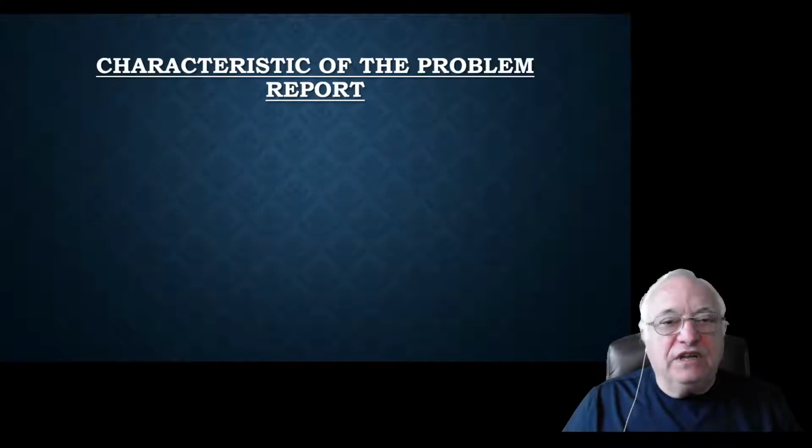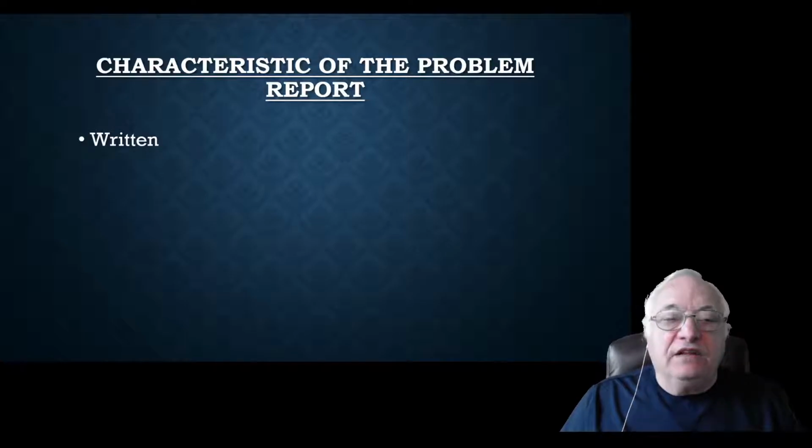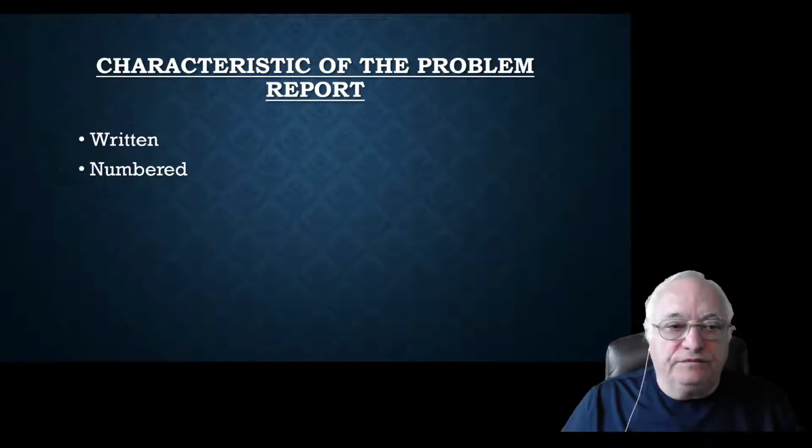So let's talk about the characteristics of a problem report. It has to be written. That means that no matter how small the problem, you always open a problem report. Don't say, well, it's really a small problem and we're going to fix it, nobody's going to let that go on, so you don't need to document it. That's incorrect. Every problem report, no matter how small, you document it.